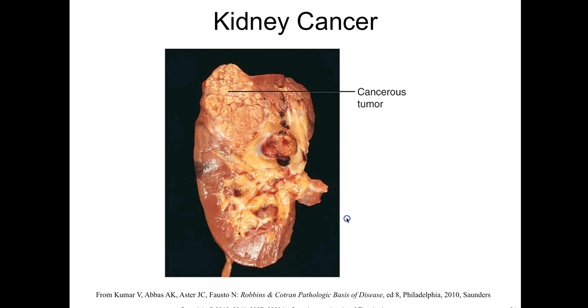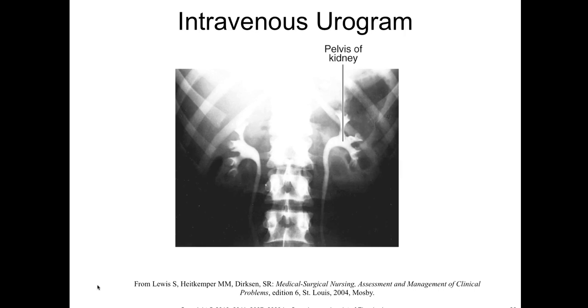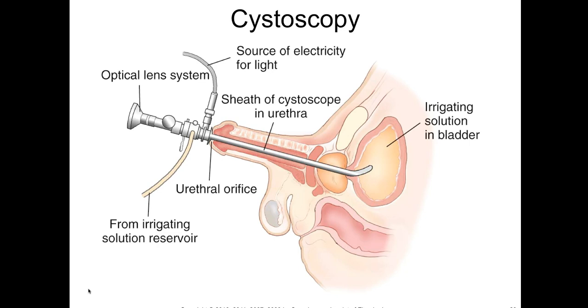Here we have an image of an intravenous urogram. This is an X-ray image that was taken with contrast medium, cleared from the blood by the kidneys. So you can see that the renal pelvis of the kidney is highlighted as well as part of the ureter and looks nice and normal. Here we have a cystoscopy, and this usually is going to involve a urethroscope.